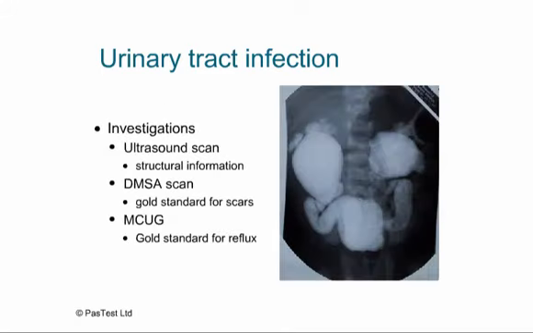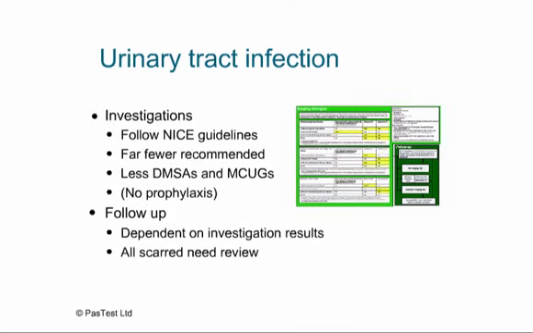There's little controversy, however, about the 3 main investigations that are helpful. That would be an ultrasound scan, which largely gives you structural information about the renal tract, a DMSA scan, which remains the gold standard for scarring, and an MCUG, which is the gold standard for reflux, and the illustration shows pretty gross bilateral reflux on an MCUG. The investigation schedule, as drawn up by NICE, is quite complicated and beyond the scope of today's lecture. The illustration shows the algorithm from the NICE guidelines, which it would be sensible for you to become familiar with.